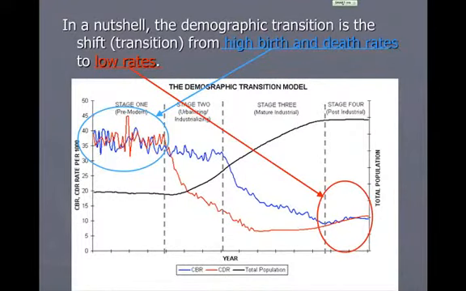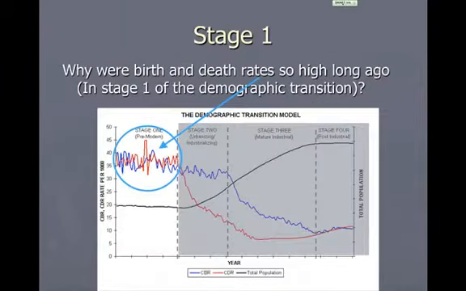In a nutshell, basically what it's showing is the transition from a period where you have high death rates and high birth rates to one where you see low birth rates and death rates. And what that basically is going to help us understand is that when we see population growth, there are certain factors or characteristics of a society that have occurred. And so we're going to start right into stage one and see why it is that we have these high birth rates. And so let's take a look.